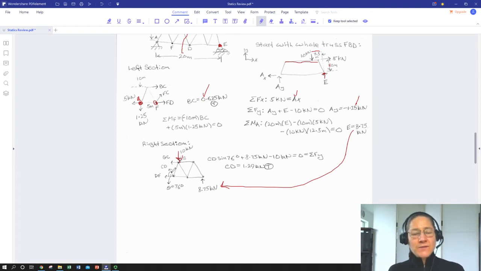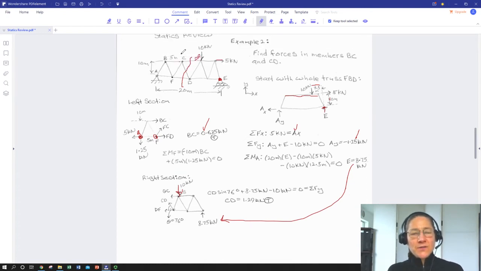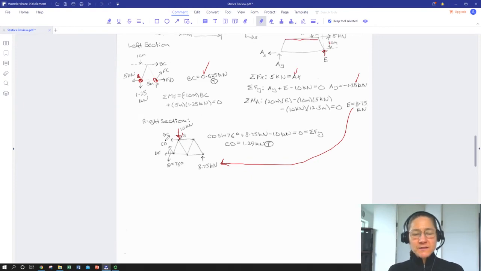And then we have the members we cut through: CD, DF, and CG. Those are all represented by forces that are oriented in the direction that the actual members were oriented. And if we take a look at this, we notice that we have two unknowns that are completely horizontal. They don't produce any forces in the Y direction.